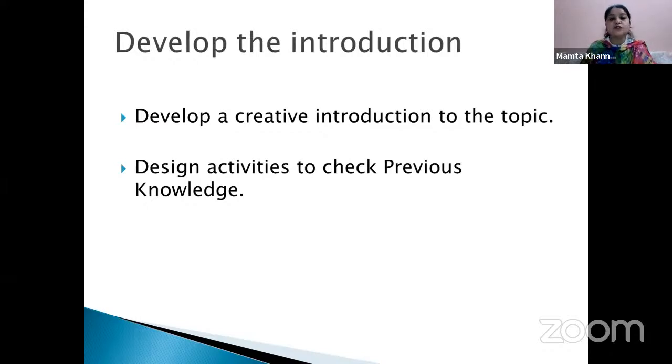Design activities to check previous learning. It is also very important for a teacher to check for previous understanding, because as a teacher you must know the benchmark from where you need to pick the topic. Okay, from where you need to pick that lesson.